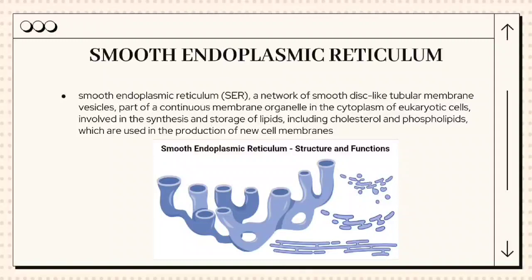And then smooth endoplasmic reticulum. Smooth endoplasmic reticulum, SER, is a network of smooth disc-like tubular membrane vesicles, part of a continuous membrane organelle in the cytoplasm of eukaryotic cells. It is involved in the synthesis and storage of lipids, including cholesterol and phospholipids, which are used in the production of new cell membranes.